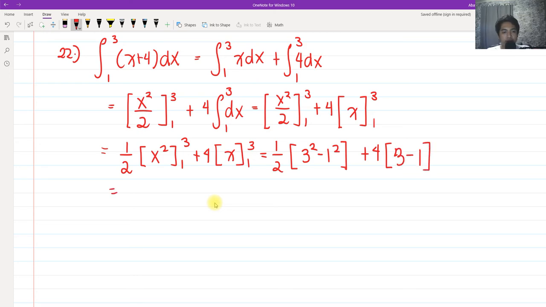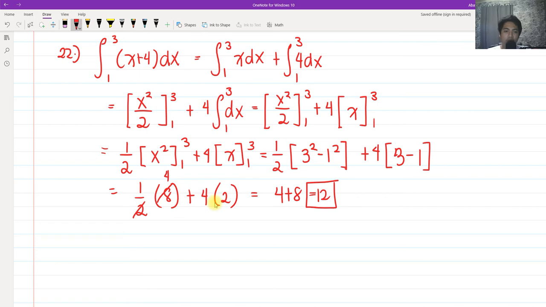Evaluate this. We have 1/2 times 9 minus 1, which is 8, plus 4 times 3 minus 1, which is 2. So 8 all over 2 is 4, then we have 4 plus 8, and we have 12 as our answer. So that's how you simply evaluate the definite integral.